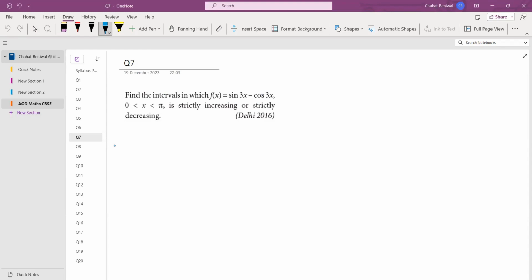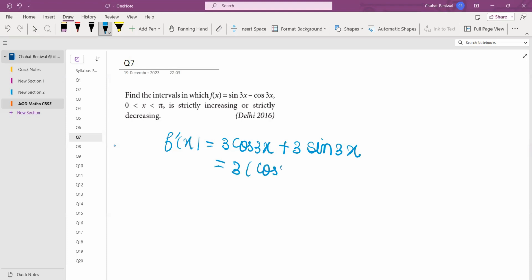Find the interval in which this function is strictly increasing or strictly decreasing. Again, same method. Firstly, we are going to find the derivative. So what is going to be f dash x? 3 cos 3x plus 3 sin 3x. Let's take 3 as common: cos 3x plus sin 3x.